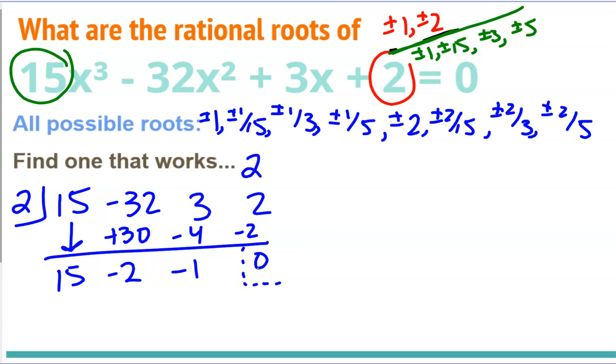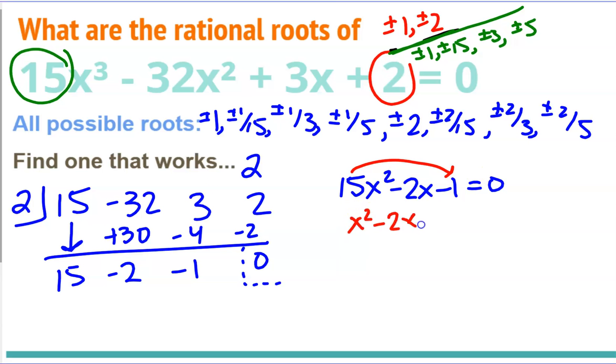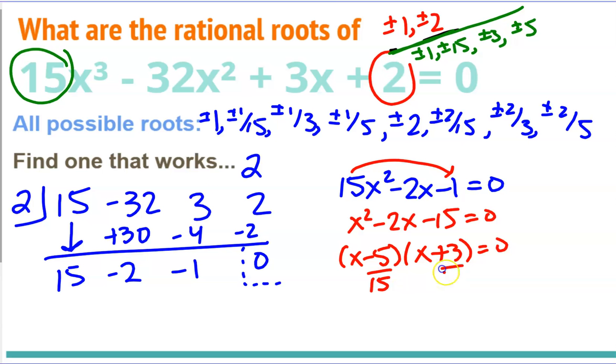Now we have to take 15x squared minus 2x minus 1, and we have to factor this. Lots of ways to do it. I am personally going to do slip and slide. So I'm going to bring my 15 over here. We have x squared minus 2x minus 15. I'm going to factor this to get x minus 5 and x plus 3. Don't forget to slide the 15 back out.